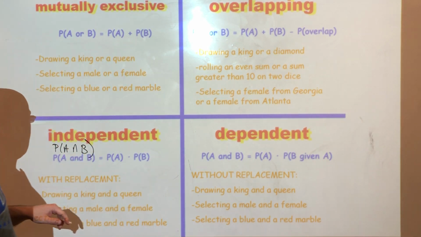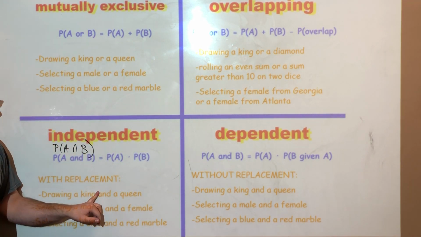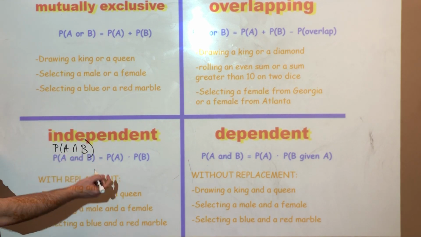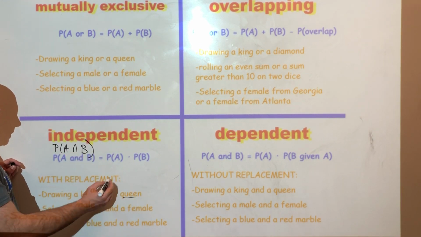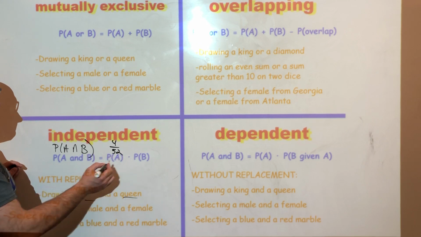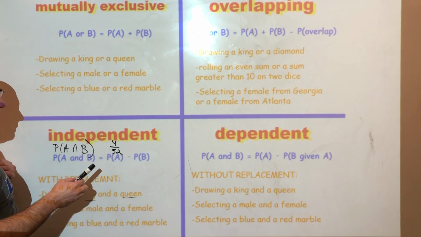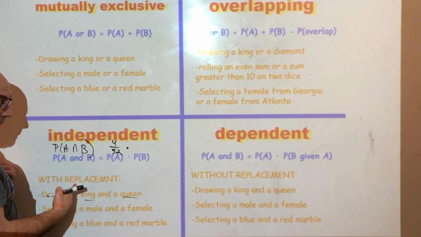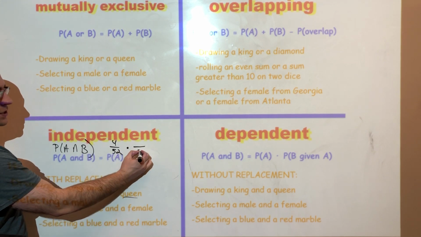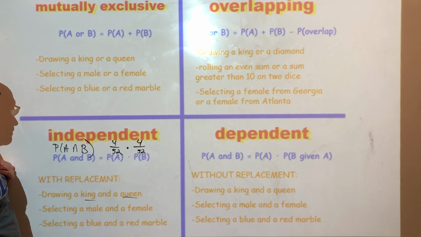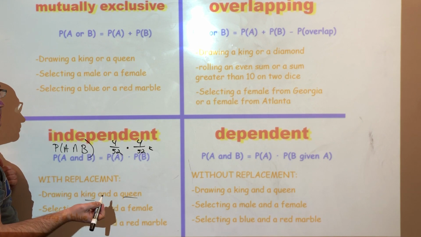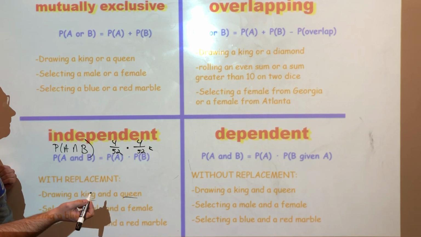Now, that's with replacement. For the king and queen situation, drawing a king would be 4 out of 52. That's multiplied by, since I'm replacing that card, I still have 52 in the deck and I have 4 queens. This is a huge number. The chances are terrible for you to actually do that.